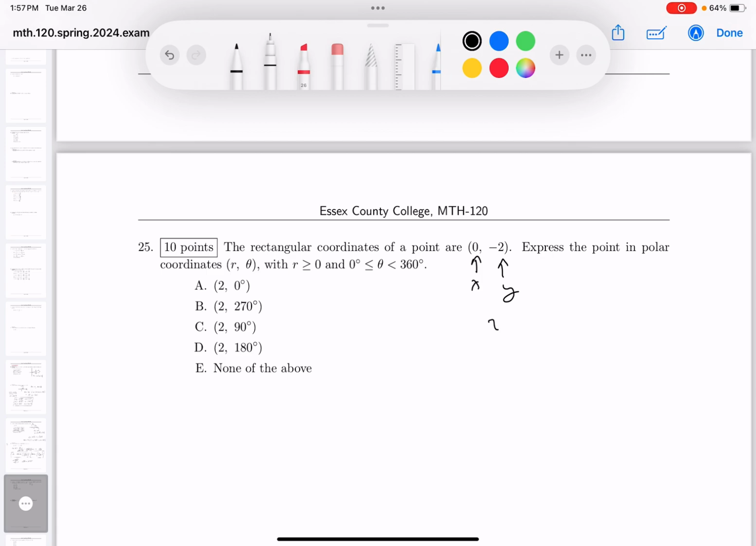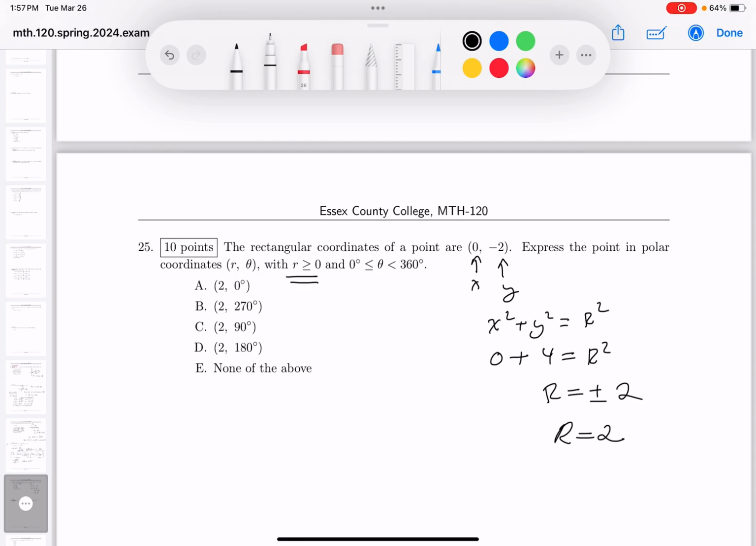So x squared plus y squared is equal to r squared. And what do you get there? You get 0 plus 4 is equal to r squared, which means r could be plus or minus 2. But I notice here they want the r to be positive, so I'm going to say the r has to be 2. All right? The next thing I'll do is I want to figure out the angle.